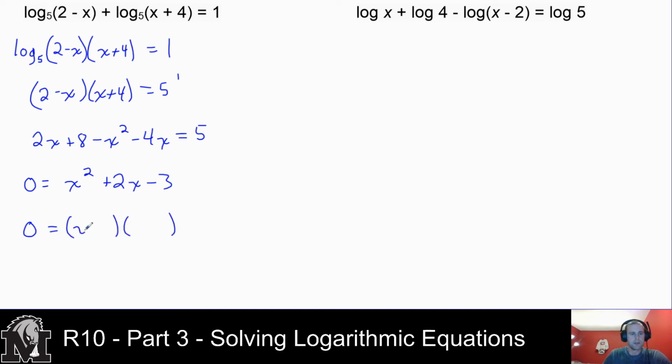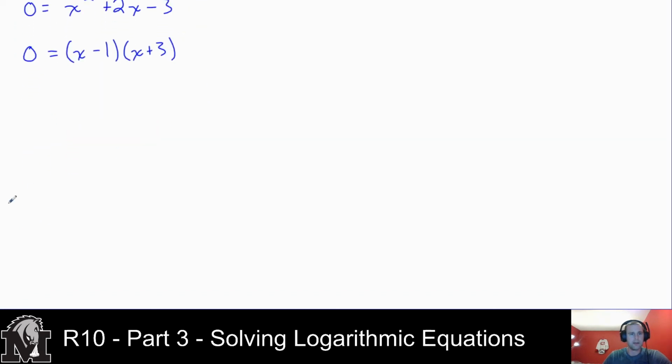So I need two things that multiply to x squared. And I need two things that multiply to 3, which is only possible with 3 and 1. And one has to be positive, one has to be negative. So if we let 3 be positive and the 1 be negative, I think we get our desired result. So now we need to solve this. Either x minus 1 is equal to 0 or x plus 3 is equal to 0. So x is either equal to 1 or -3.